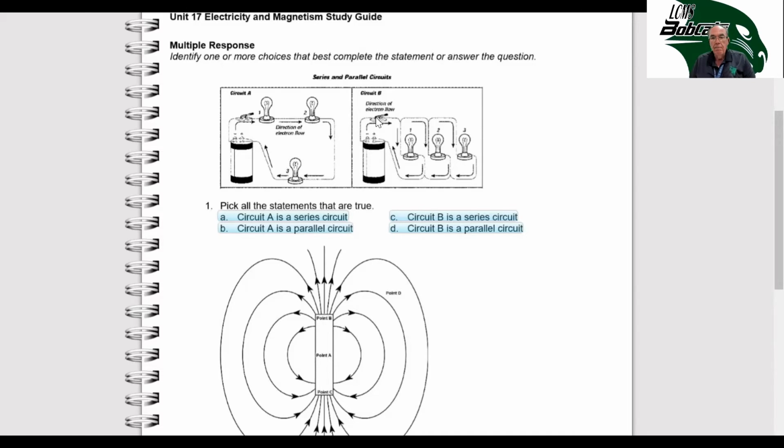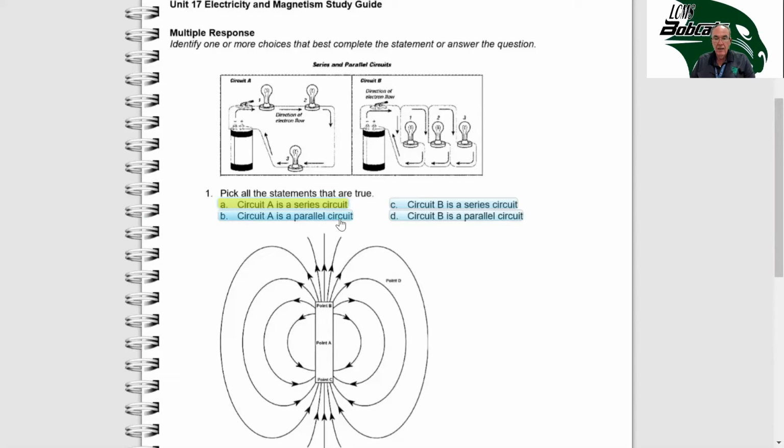If we look at circuit B, okay, the electricity can go through lamp 1. It can also go through lamp 2. And so even if lamp 1 was off, it could complete around here through lamp 2, or even if lamp 1 and 2 were off, it could make a path all the way through lamp 3. So circuit A is a series circuit and circuit B is parallel.